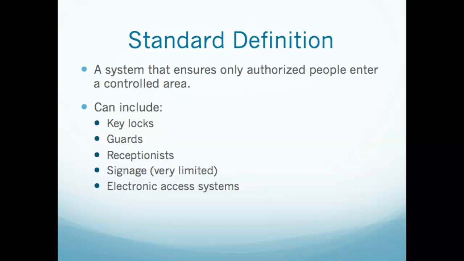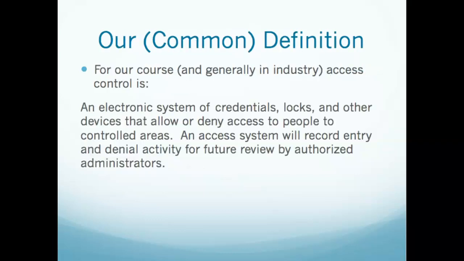But for our class, we're going to use a little bit more of a modified definition of access control just to make sure we're all talking about the same thing. And our common definition is very much what is used in industry, and that's why I'm going to use it. Generally in industry, when you're talking about access control, it's an electronic system of credentials, locks, and other devices that allow or deny access to people to controlled areas. An access system will record entry and denial activity for future review by authorized administrators.